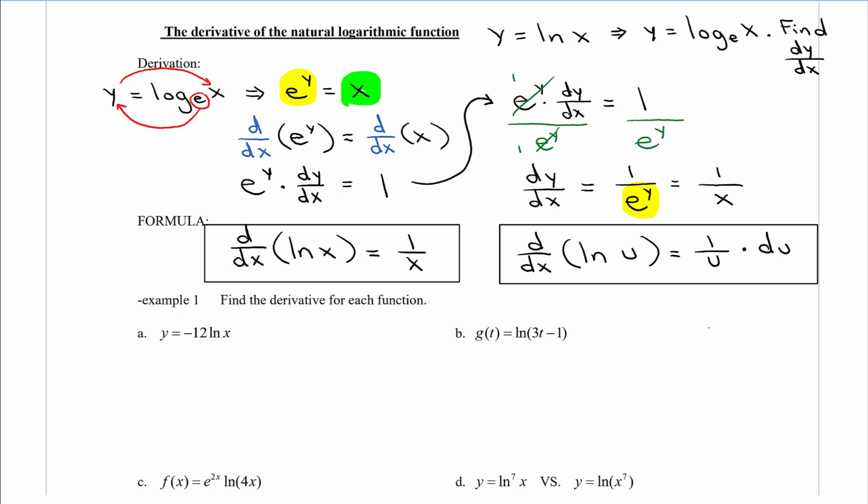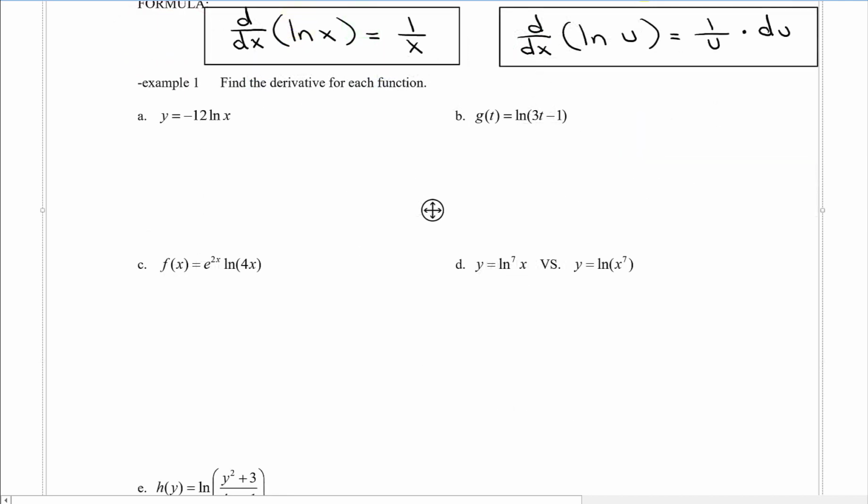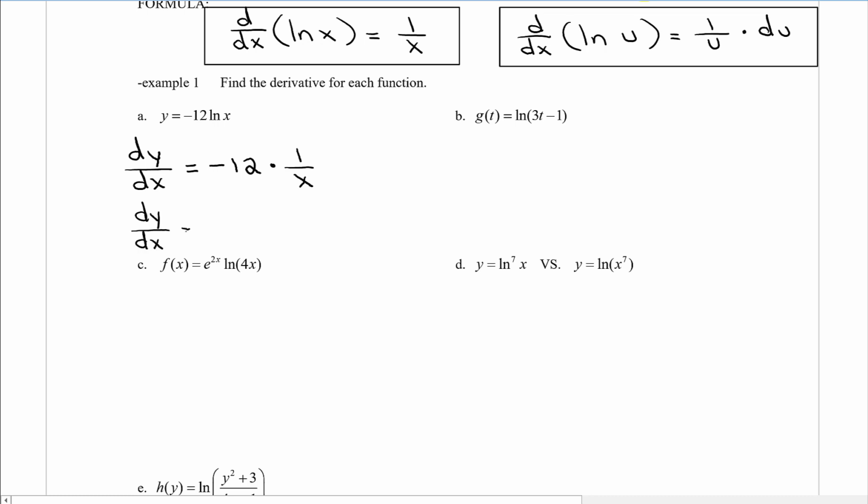Example 1. Find the derivative of each function. So for a, we have y equals -12 times the natural log of x. Find the derivative of this. I'm going to write here dy/dx is going to be equal to -12 times 1 over x, because the derivative of natural log of x is 1 over x. So dy/dx equals -12 over x. And we're going to go ahead and box that in, and that's going to be our answer for that problem.